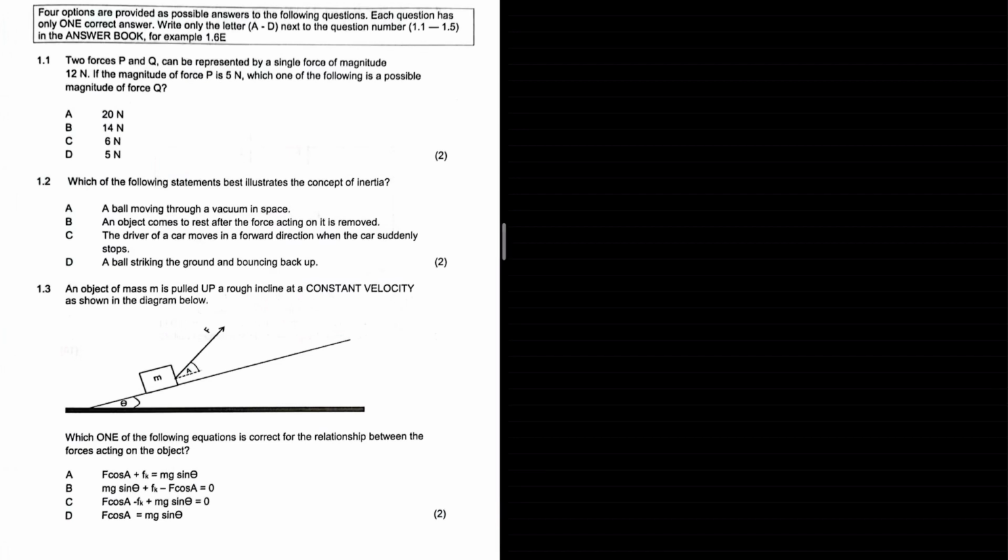Two forces, P and Q, can be represented by a single force of magnitude 12 newtons. If the magnitude of force P is 5 newtons, which one of the following is a possible magnitude of Q?